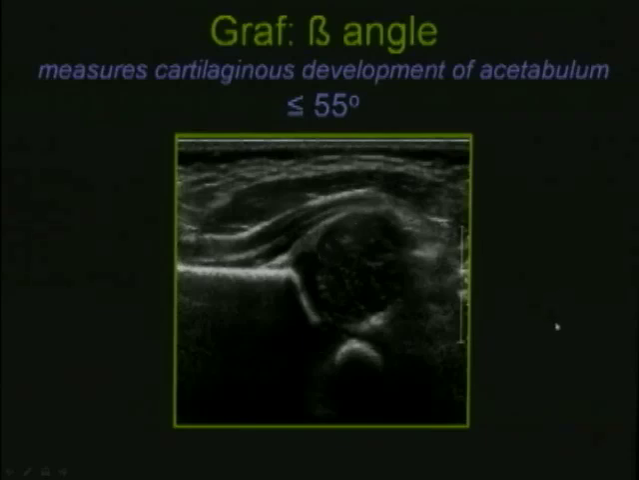But let's look at how we measure it, because often you can't get the alpha angle out of your ultrasound equipment unless you do the beta as well. So we draw a line along the iliac bone, and then we draw another one along the cartilaginous labrum. The intersection of those lines is where the beta angle is. So the normal beta angle measures less than or equal to 55 degrees.